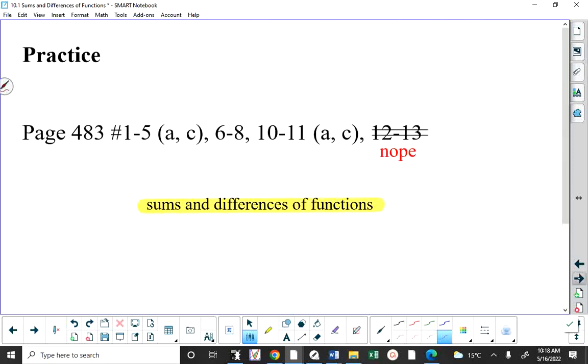You have about 20 minutes here today to work on this practice problem set. Don't do 12 and 13. This is sums and differences. Tomorrow we will look at products and quotients, and then for the rest of the week we're going to be looking at something called composites of functions. So get started on that. I will be around to help you out shortly.